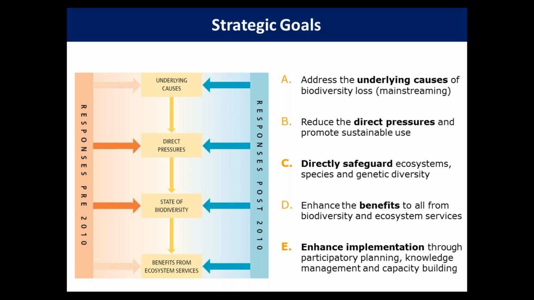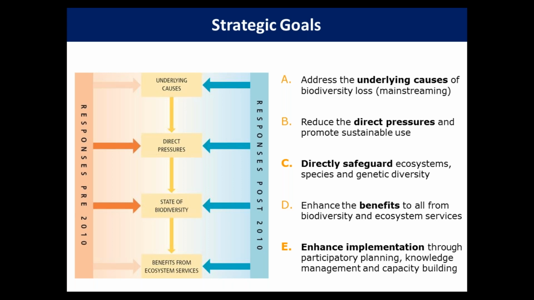Goal B is about direct pressures, things like habitat change and invasive alien species, etc. C is directly safeguarding ecosystem, species, and genetic diversity. That is very much about the core idea of maintaining and improving the status of biodiversity. D is recognizing the benefits to ourselves. So that is where the ecosystem services element comes in.